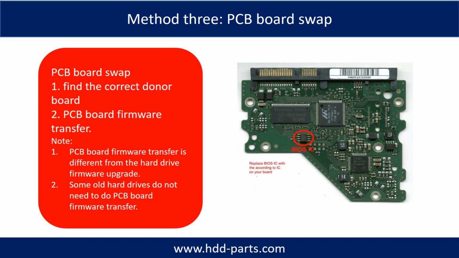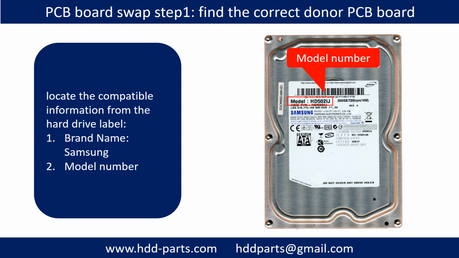Fixing hard drive PCB board, method 3. PCB board swap. PCB board swapping includes 2 steps. 1. Find the correct donor PCB board. 2. PCB board firmware transfer. PCB board swap step 1. Take the hard drive out from the enclosure, find out the brand name of the hard drive and the model number of the hard drive.